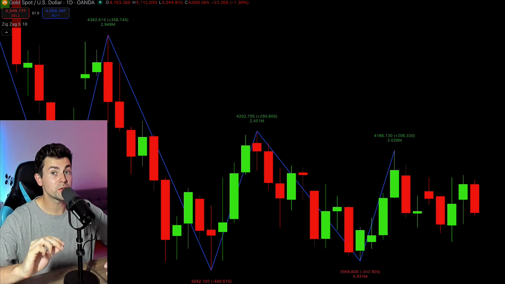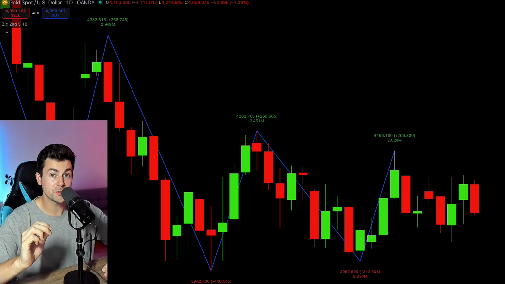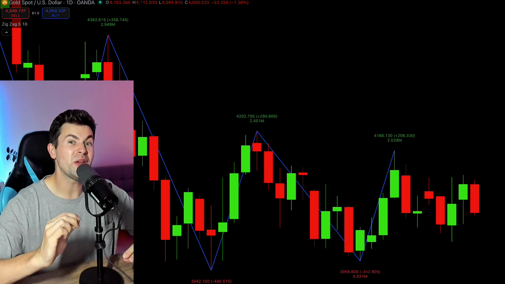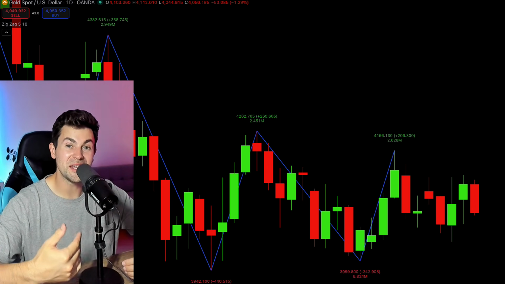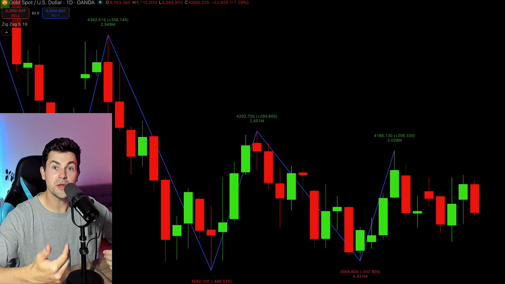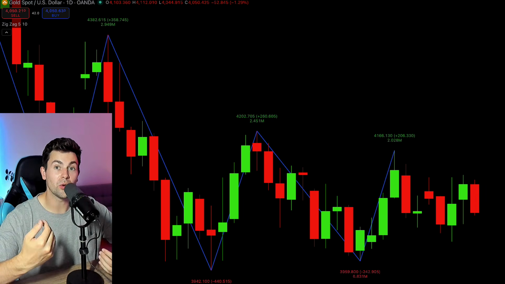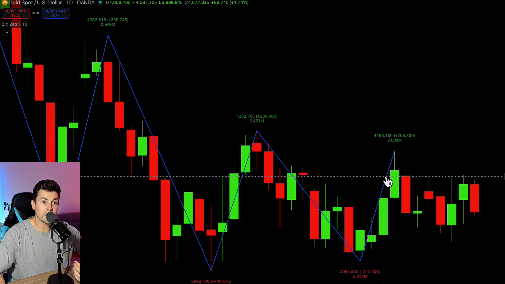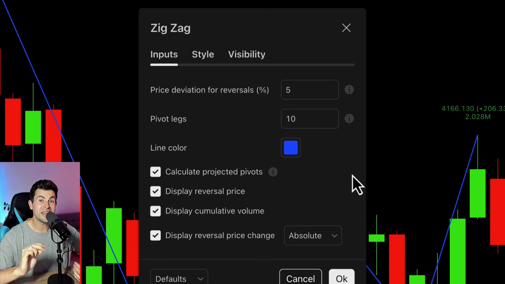But before you start doing a support and resistance analysis, you will need to modify the settings of the indicator, because with the settings you can play with its sensitivity. And it is very important, especially if you trade on different time frames. To open the settings of the indicator, just double click on that and you will see the indicators window. The main input that you need to modify is price deviation for reversals. Lowering this input, you will make the indicator more sensitive.